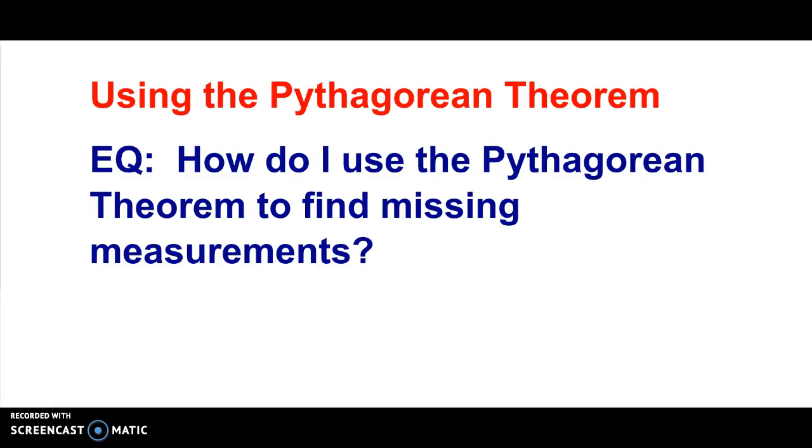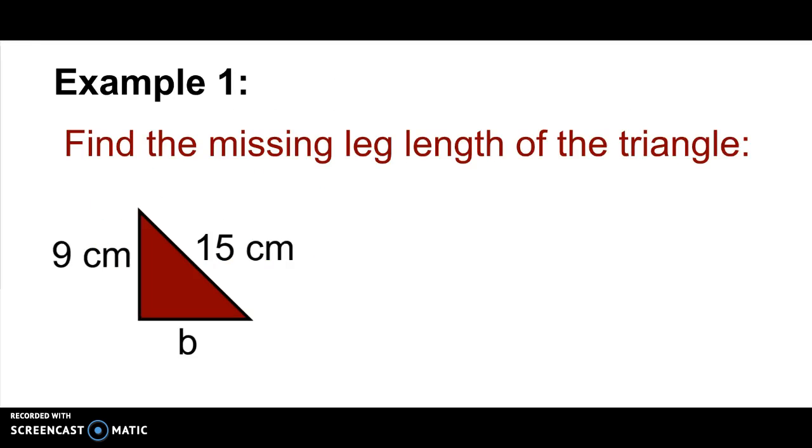Today we're going to use the Pythagorean theorem to find missing measurements. So looking at example 1, we have a right triangle, and we want to find the missing leg length, so we're looking for a leg length this time instead of the hypotenuse of the triangle. So if we pull out Pythagorean's theorem, always start with that. We have a squared plus b squared equals c squared.